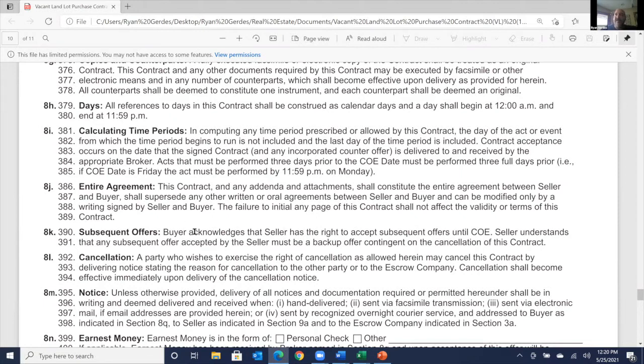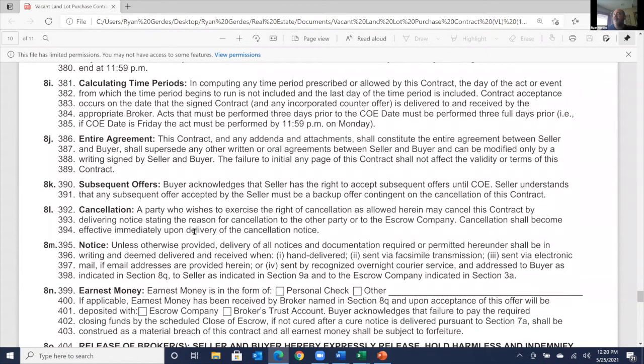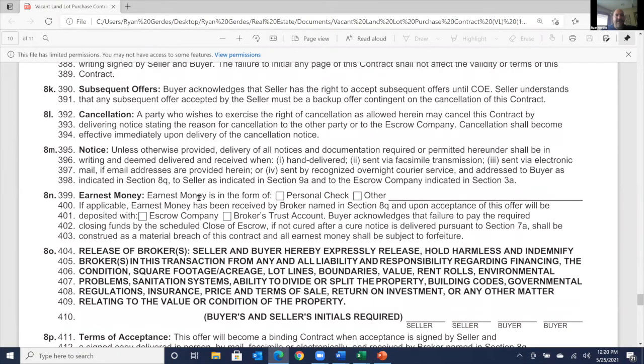Subsequent offers, the seller can still accept backup offers. Cancellations must be done in writing, and they must be pursuant to the contract itself. Notice means that everything must be done in writing. The earnest money, going back to page 1, is the money that is going to be held at the escrow company more often than not. Generally speaking, we usually do a personal check, but you can do certified funds, wire, and so on. There is also an option for a broker's trust account, but that is less and less common anymore.